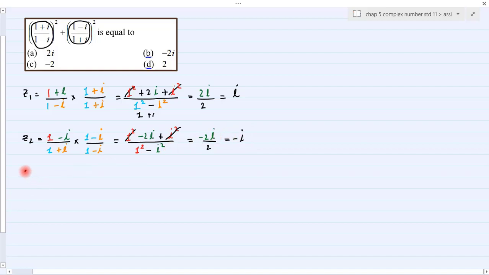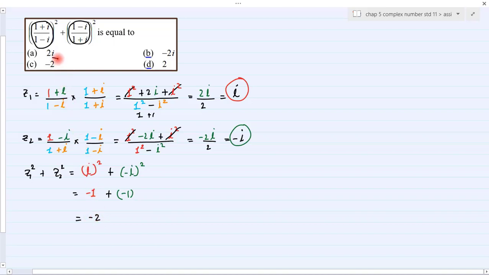But we need to find out z1 square plus z2 square. As we know, your z1 is i. So here we have to get i square plus your z2 is minus i. So let's write down minus i the whole square. Now i square will be minus 1 plus, due to the square, minus will be plus 1, and your i square is still minus 1. So minus 1 will become minus 2, which is given in option C.